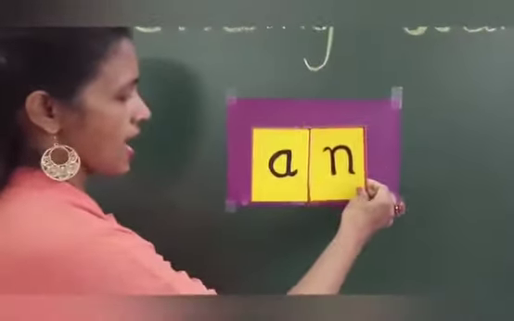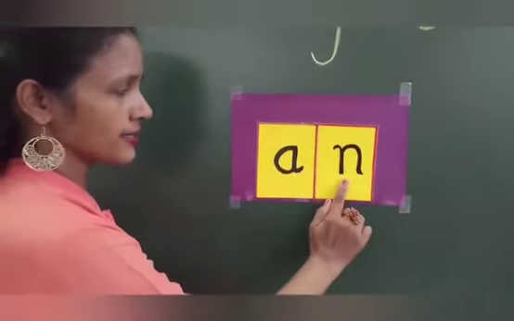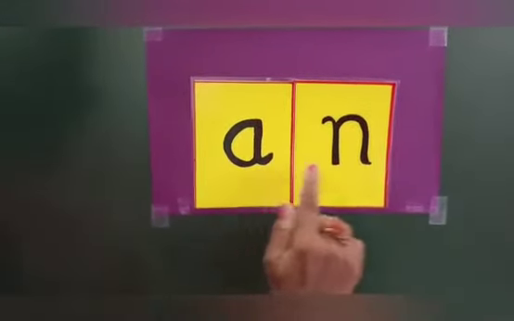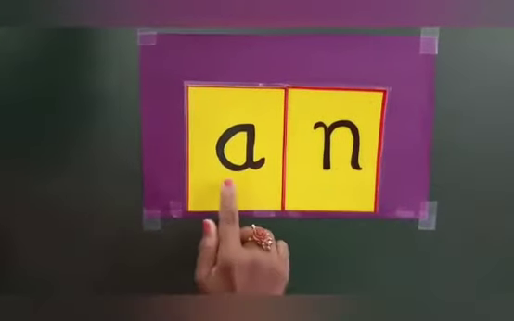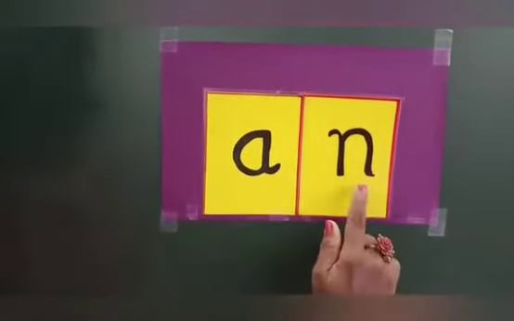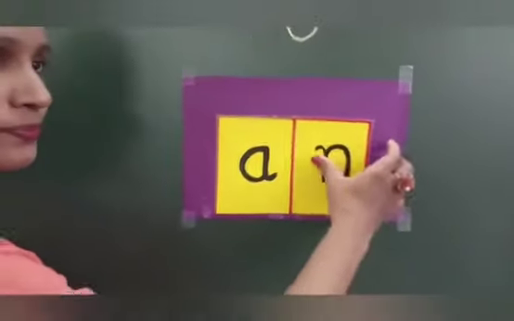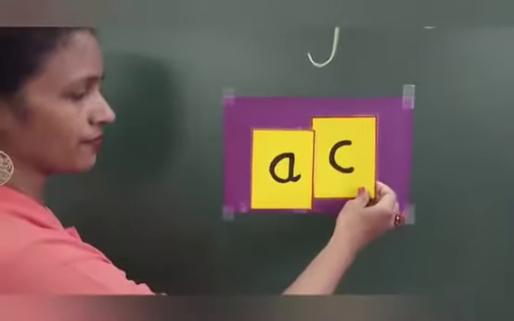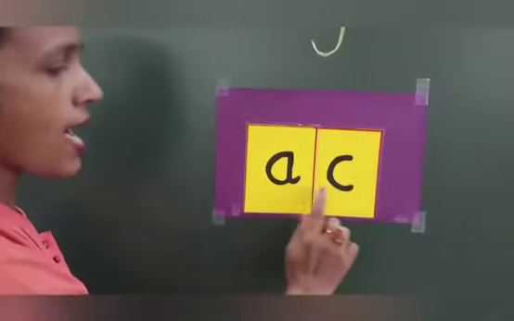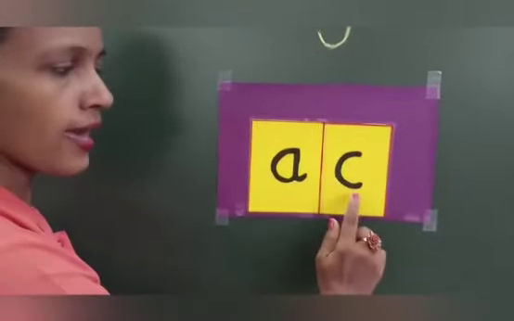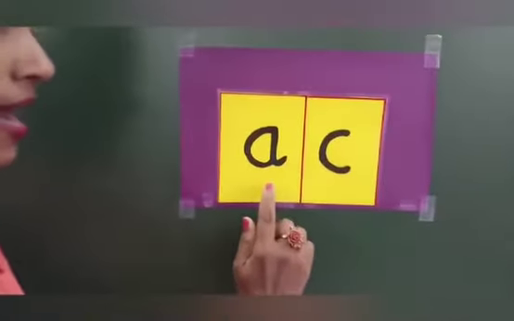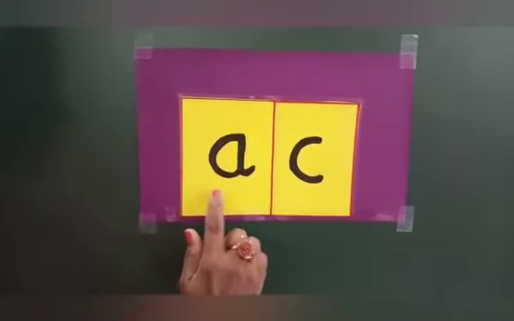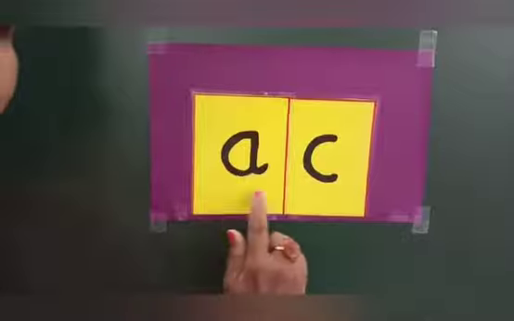Next, A, N, an. Let's say it together. A, N, an. A, K, ack. I get the word. Let's say it together. A, K, ack.